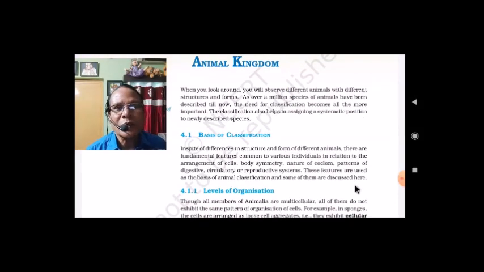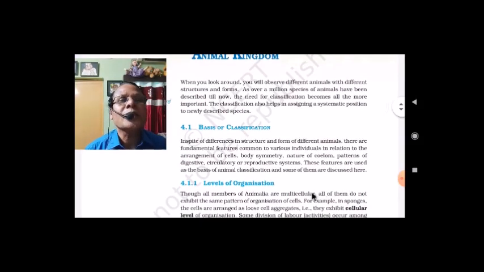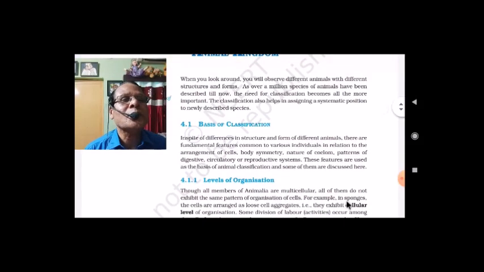What are the different levels of organization? We have the cellular level of organization, the tissue level, the organ level, or the organ system level of organization. All these organizations are with reference to multicellular animals, not unicellular animals. In some animal groups, for example sponges, the cells are loosely arranged, in the form of aggregates without formation of tissues or organs. That level is called the cellular level of organization.